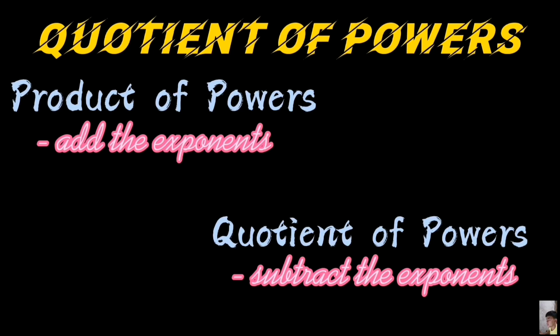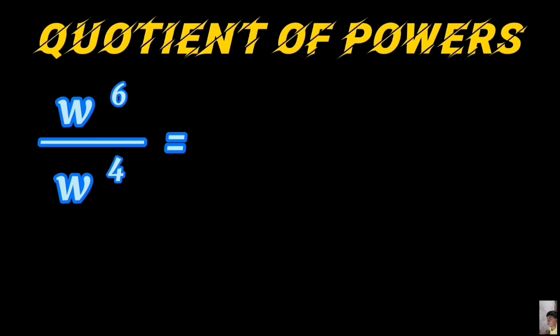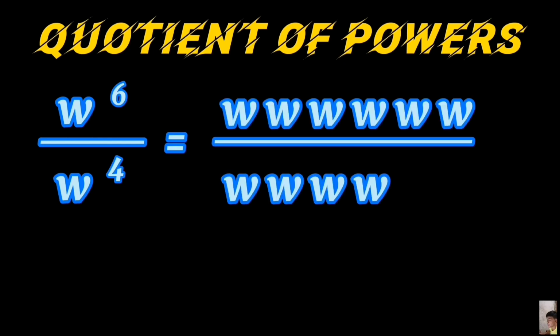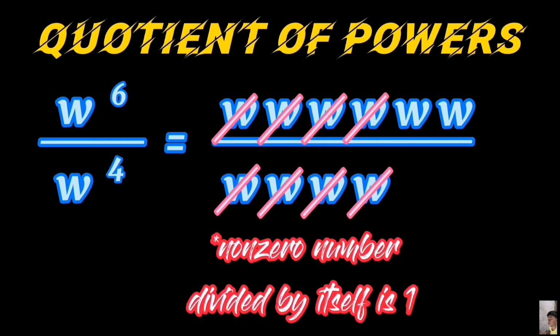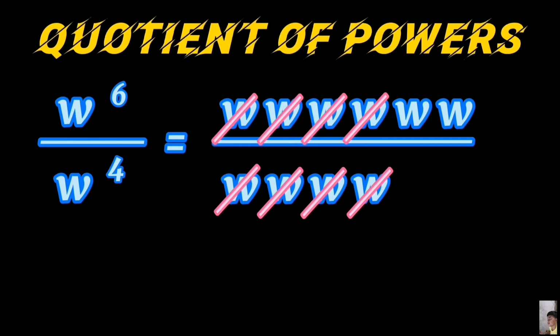But let us illustrate this with an example. Say we have w raised to 6 divided by w raised to 4. If we expand this expression, we will have this. And we can cancel out each pair of w's in the numerator and the denominator, since if we divide two non-zero numbers, the result is 1, and multiplying any number by 1 does not affect its value. After cancellation, what is left for us is w raised to 2.